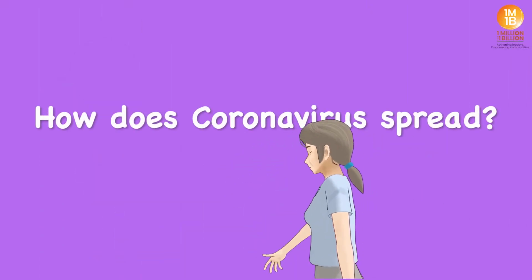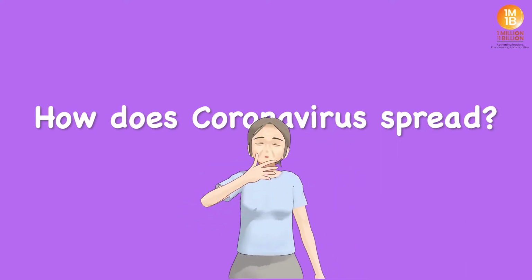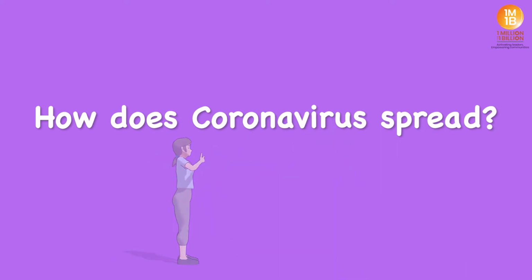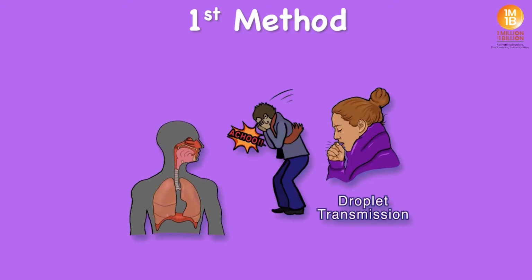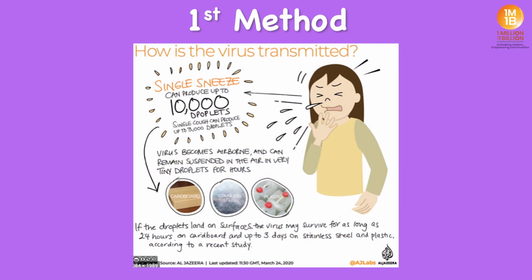How does coronavirus spread? COVID-19 spreads mainly by droplets produced as a result of coughing or sneezing from a COVID-19 infected person. This can happen in two ways. First one, direct close contact. One can get the infection by being in close contact with COVID-19 patients, that is within 1 meter of the infected person, especially if they do not cover their face when coughing or sneezing.